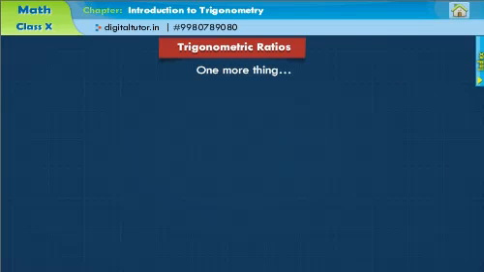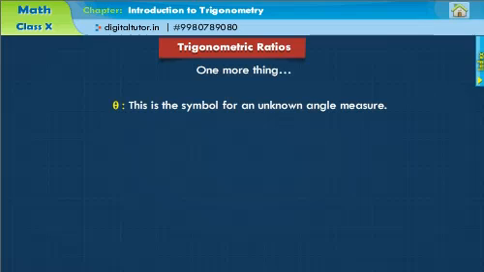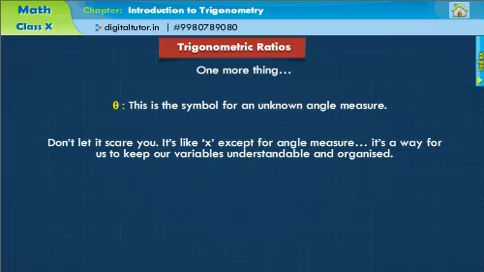One more thing. Theta. This is the symbol for an unknown angle measure. Don't let it scare you. It's like x, except for angle measure. It's a way for us to keep our variables understandable and organized.